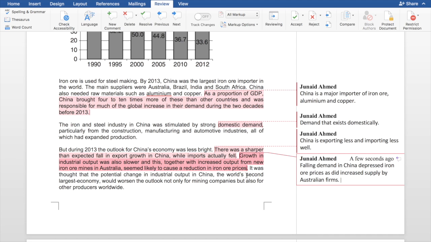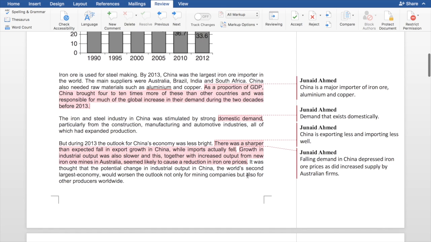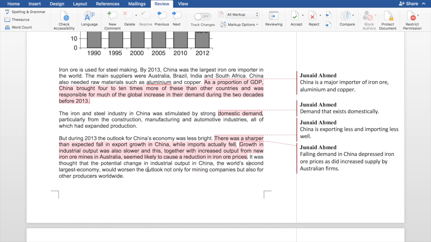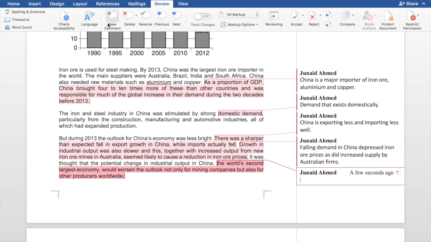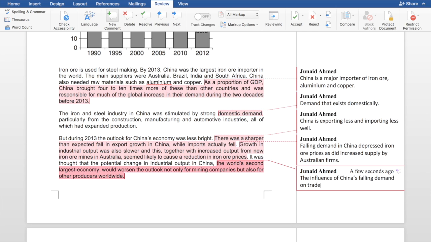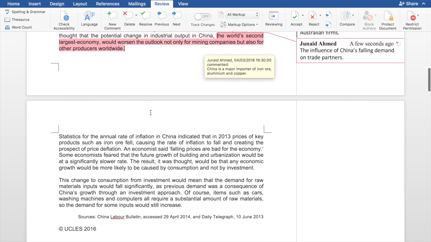So it's thought that the potential change in industrial output in China, the world's second largest economy, would worsen the outlook not only for mining companies but also for other producers worldwide. So this looks like we could add this to that third question, right? The influence of China's falling demand on trade partners. There's some evidence here to use in our discussion later.